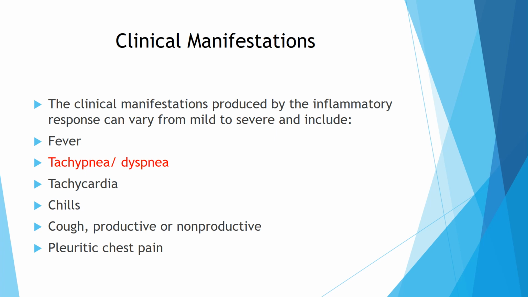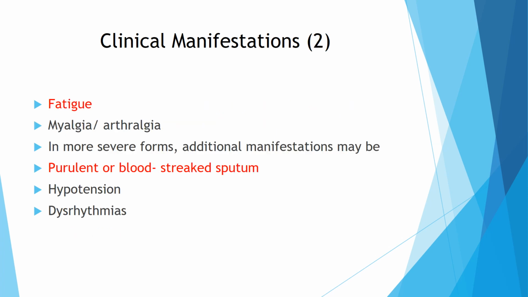Clinical manifestations produced by the inflammatory response can vary from mild to severe, and they may include a fever, tachypnea, or shortness of breath. And this is where the client wants to breathe a little faster to get the oxygen into their body. But what's happening is that they continue to make themselves more short of breath. You will see tachycardia. They will have chills. There may be a cough, either productive or non-productive. They may have pleuritic chest pain. They are going to feel tired.